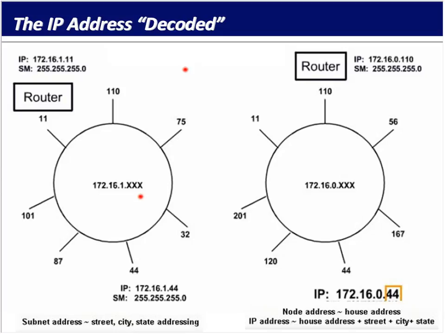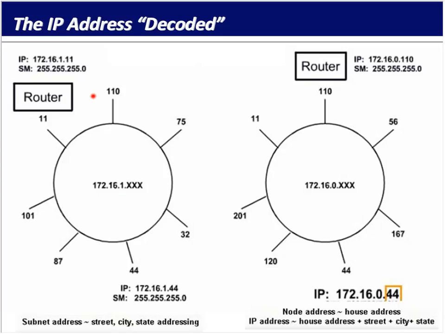Here we show what is actually a subnet address. The full IP address would include one more number as well, but this is the subnet address. You can think of it in terms of a mailing address. For instance, this first octet could be the state. The second octet could be the city. The third octet could be the street address. And then this fourth octet would be the house address, or the house number.